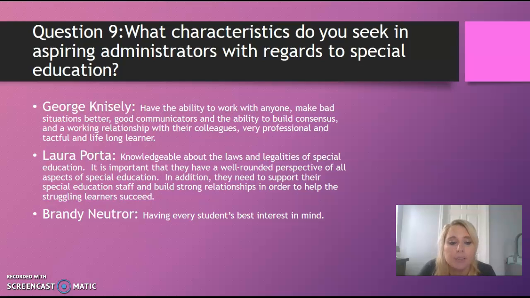And Brandy Nietrauer said having every student's best interest in mind. Overall, I think from all the questions I asked that all three of them always do seem to keep the child's best interest at mind and just do what's best for them overall.